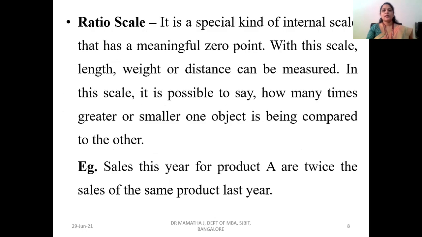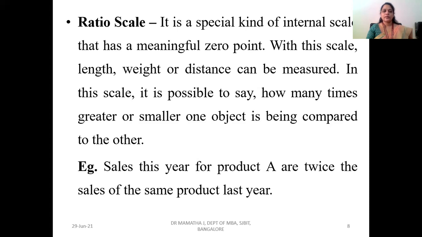Next is the ratio scale. This is a very advanced and special kind of interval scale which has an absolute zero, a meaningful zero point. With this scale, length, weight, distance can be measured, and it is possible to say how many times greater or smaller one object is compared to another. For example, sales this year for product A are twice the sales of the same product last year. So you have an absolute zero in the ratio scale, the most advanced type of scale, where it usually measures distance.